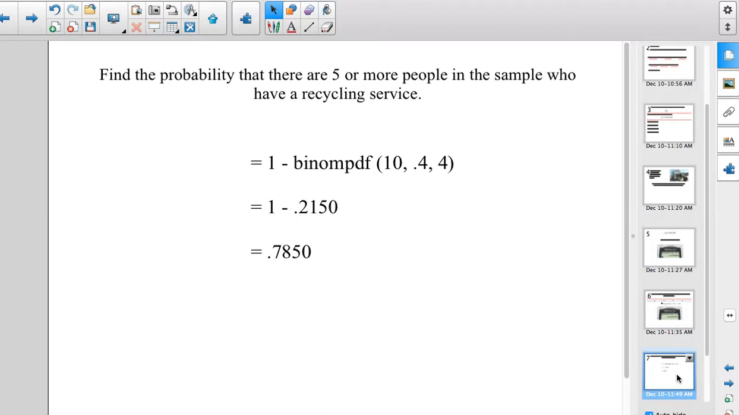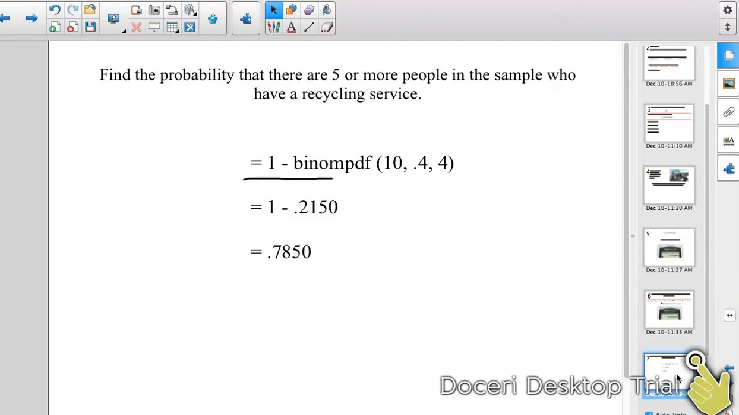Well, what if you wanted to find out the probability that there were 5 or more people in the sample who have a recycling service? I just said that the binomial CDF only goes from the lowest up to a number. But if you took 1 minus binomial CDF, that should be 10, 0.4, 4, that would be 1 minus the probability that we had 0, 1, 2, 3, or 4 people who got the recycling service. And that's how we would solve that problem.